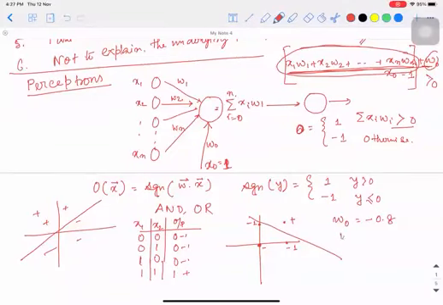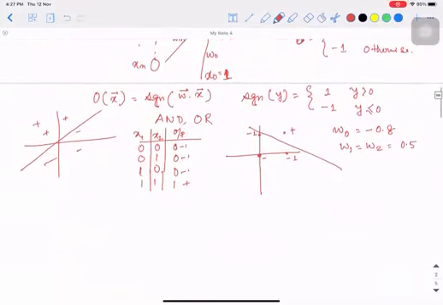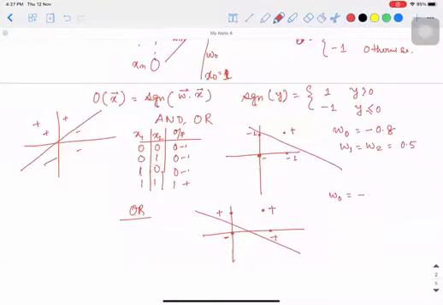and W1 and W2 would be 0.5. If you train the perceptron for the OR function, let's again plot it: 0 0 minus, 0 1 plus, 1 0 plus, 1 1 plus, you can also separate them linearly, right? If you train the model, you see that W0 would be -0.3, and W1 W2 would be 0.5. Now think about it, with the same W1 W2, you just change the weight of the bias term and you get two different outputs, right?